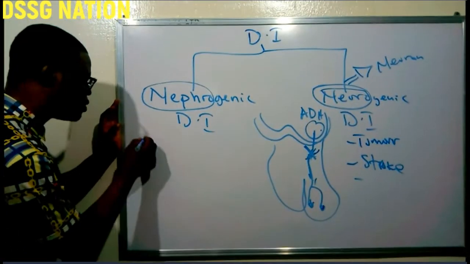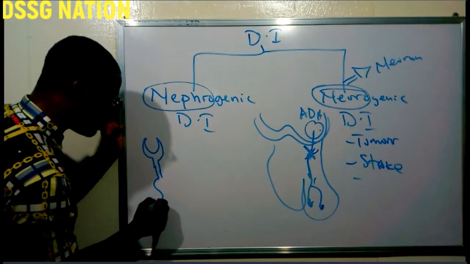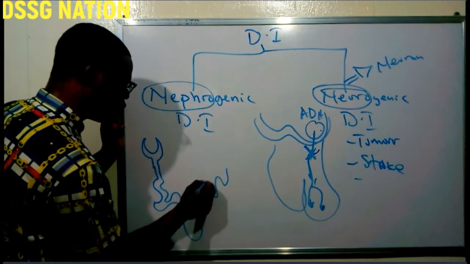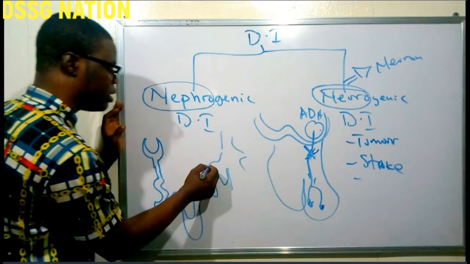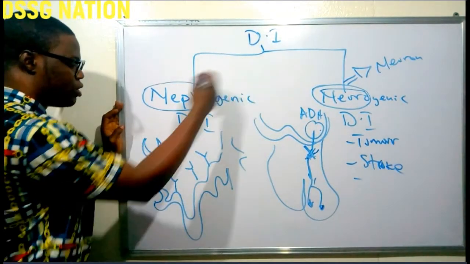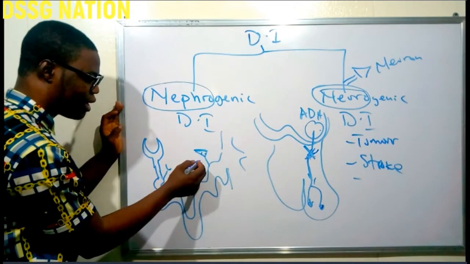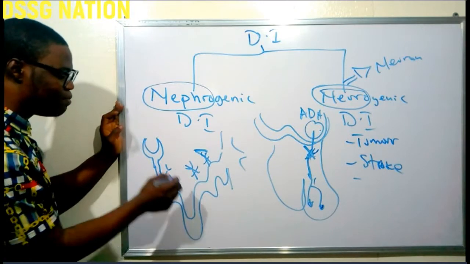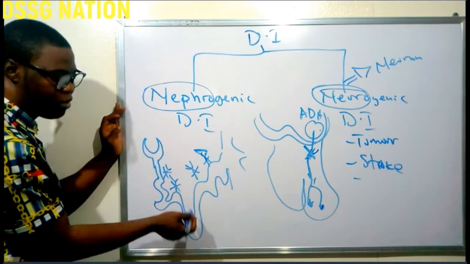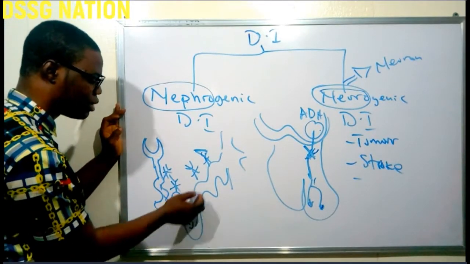Now, to the nephrogenic, this word nephro is denoting the nephron. Remember that we said the nephron has some kind of receptors on it, receptors that allow for the binding of ADH. So ADH is going to bind with these receptors. Now imagine that these receptors are no more working. It means ADH will not be able to act on this nephron. So therefore, there will be no reabsorption of water, and there will be excessive loss of water.